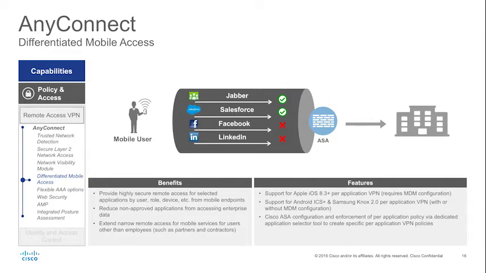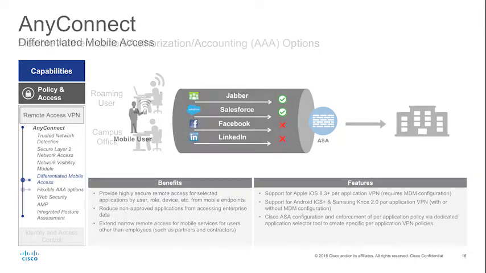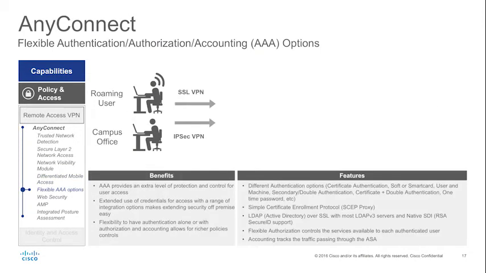AnyConnect's AAA features provide an extra level of protection and control for user access. ASA has a range of authentication, authorization, and accounting functions to enable better secure access.